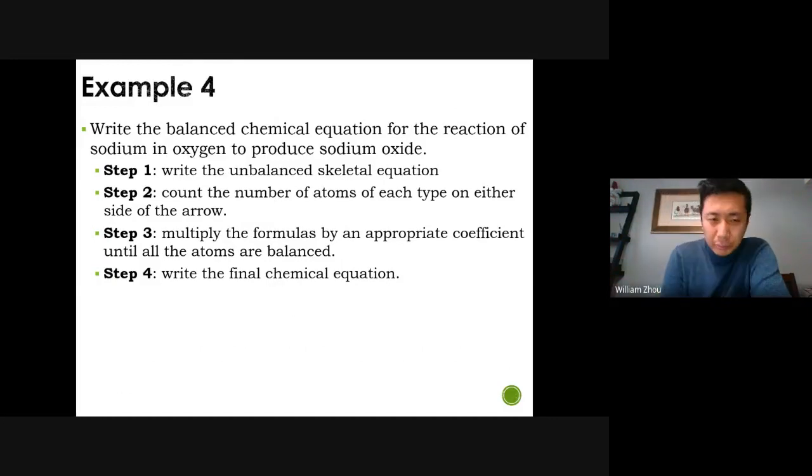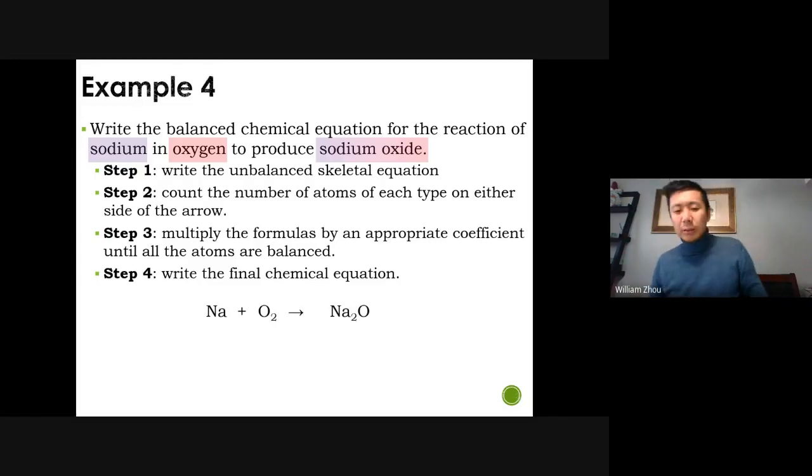But the question is, write the balanced chemical equation for the reaction of sodium and oxygen to produce sodium oxide. So this gives you a word description of what happened. You need to write the equation. Sodium and oxygen to make sodium oxide. Well, I highlight those keywords. Sodium is Na. Oxygen is O2. Sodium oxide, that's Na2O. Ta-da! That's my skeleton equation. Skeleton means there's no flesh on this, just bones. I don't have any numbers in front. I just have sodium plus oxygen is sodium oxide, Na2O.